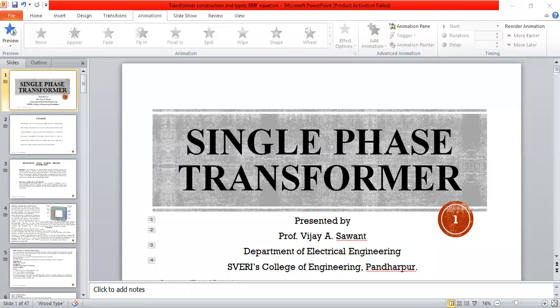So we want to understand all this content, different content it is used in the transformer. Now we will see one by one. First one, it is nothing but transformer construction and their types.